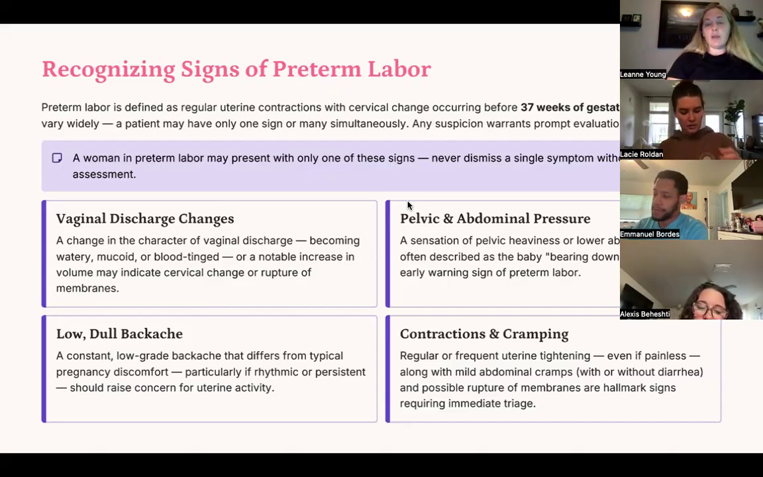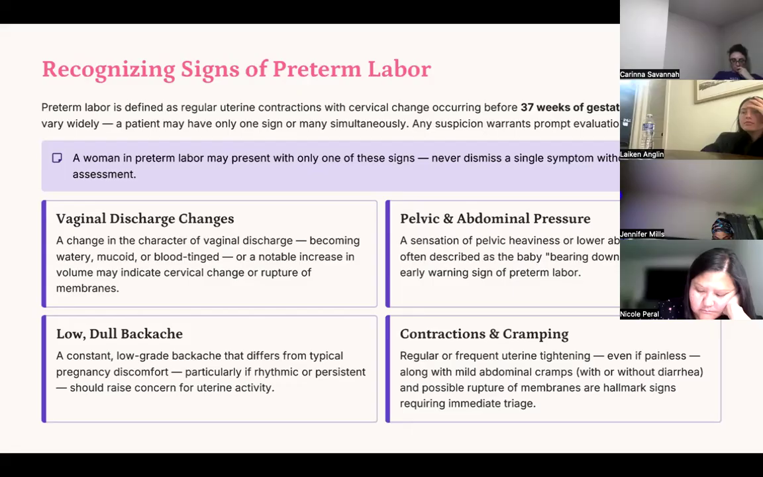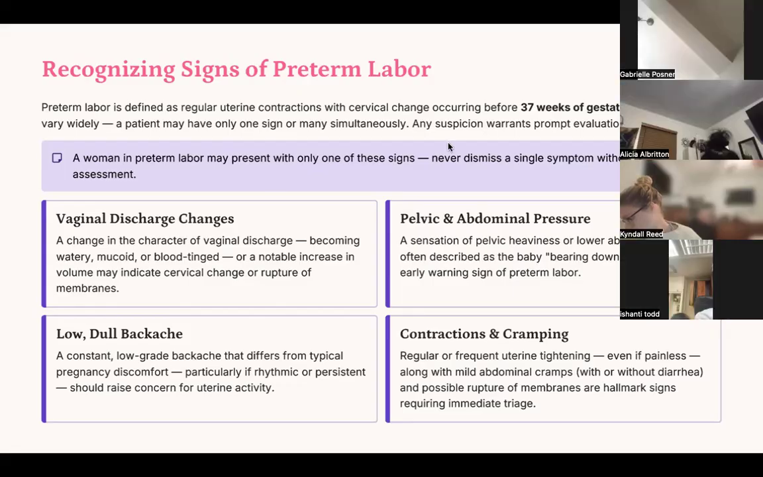Okay? So these are the biggest things that we look for when we're recognizing signs or symptoms of preterm labor. The other thing that I'm going to throw in there is history. If mom has a history of preterm labor, that is a patient that we are going to want to watch closely, because if mom has delivered early with her other babies, the likelihood of her delivering her subsequent babies early is a lot higher. Okay?